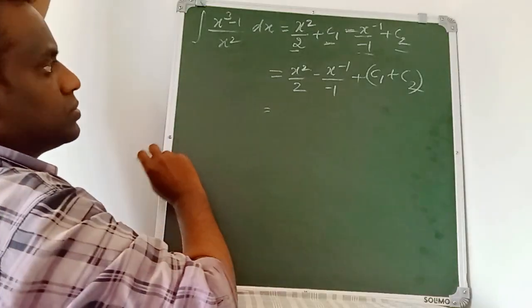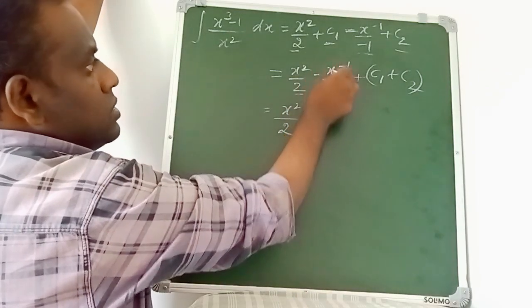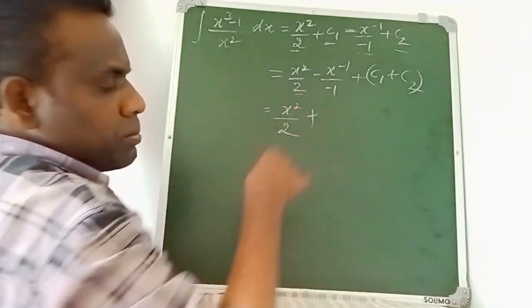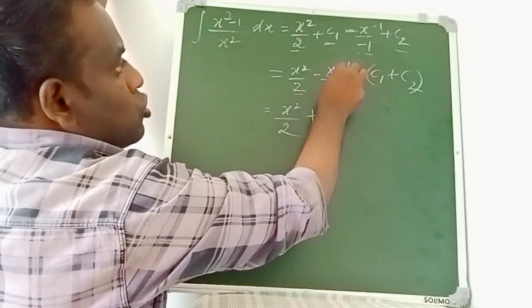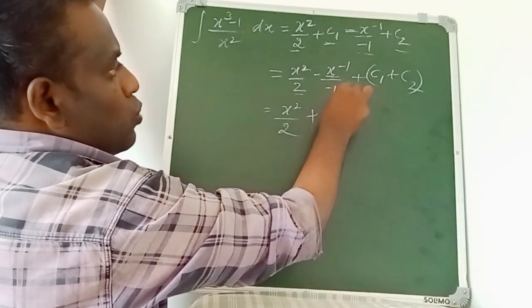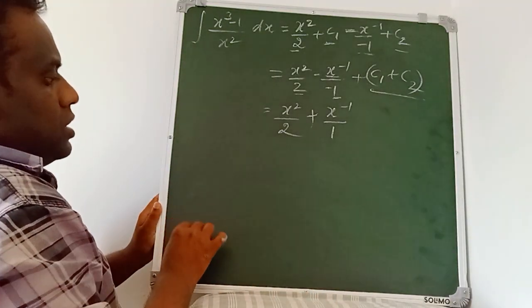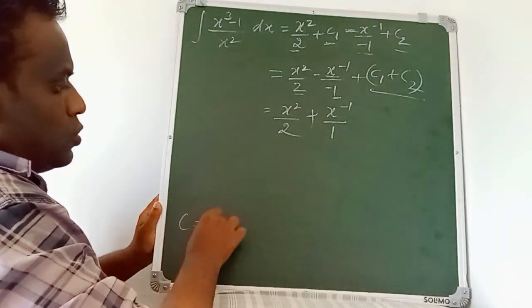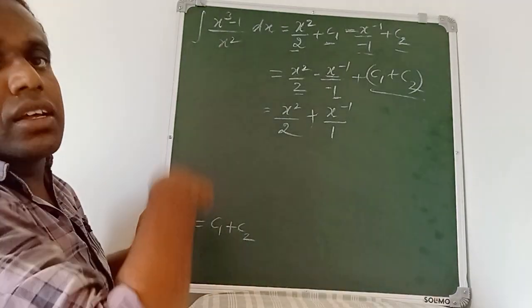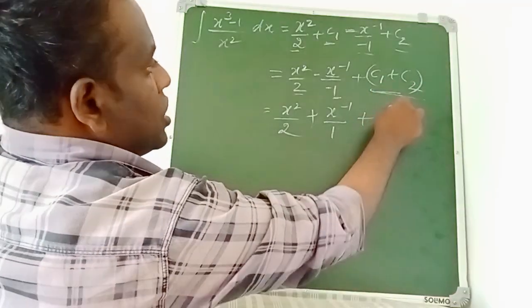Now what? I will write this as it is. See, minus divided by, this symbol indicates divided by, minus divided by minus gives plus. Whatever x to the power of minus 1, this minus is already taken. Minus divided by minus is plus, remaining is 1. Now in place of c1 plus c2 I will take c, so c is equal to c1 plus c2. c1 is an integration constant, c2 is another integration constant, and c is another integration constant. We can take c equal to c1 plus c2, no problem. So in place of this I will write just c.